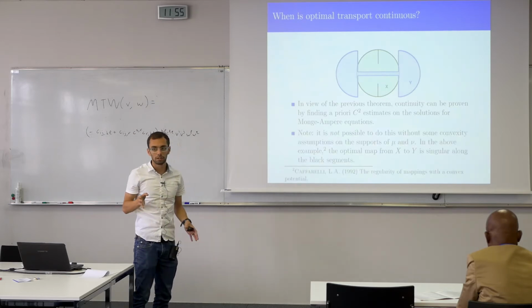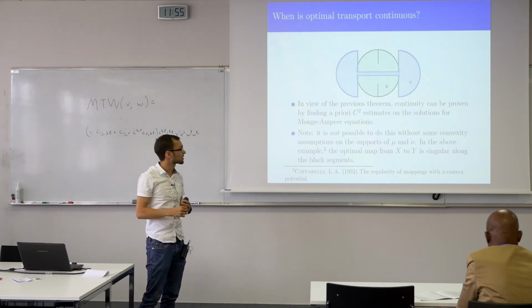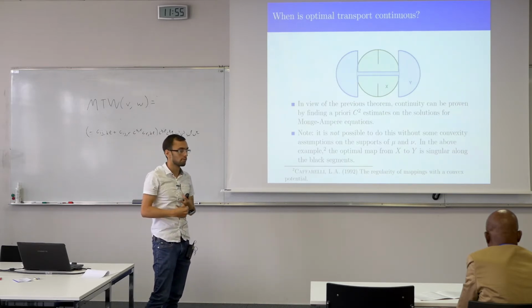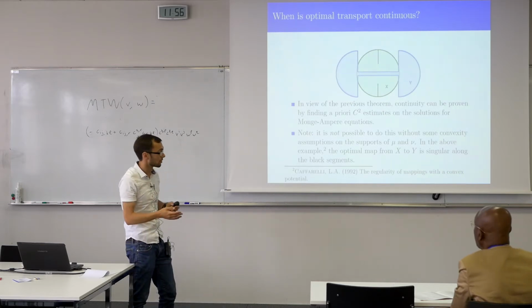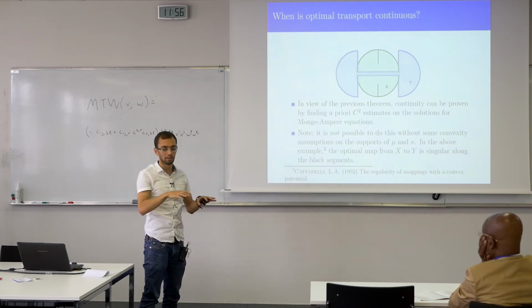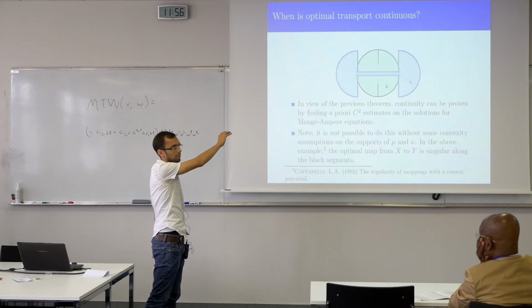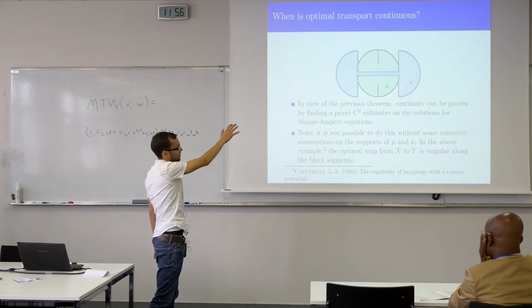That's the technical way of saying this is proving continuity. So note, first off, that we're not going to be able to do this unless we make some convexity assumptions on the support of mu and nu. The above example is due to Caffarelli. What you're doing is considering the uniform measure on the two sets I've drawn. So you transport from x to y.